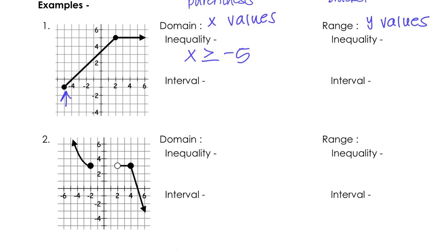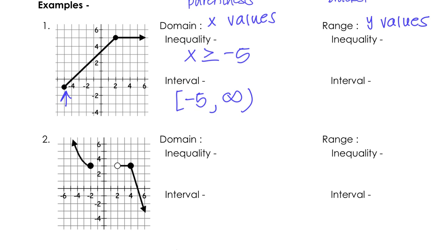In interval notation, we started at -5. -5 was a closed dot, so it gets a bracket. And then we went towards what? Infinity. And if it's infinity, it gets a parentheses. So our domain is x is greater than or equal to -5, or bracket -5, comma, infinity sign, parentheses. We start at -5 and go towards infinity.